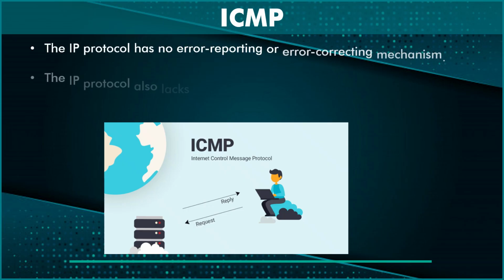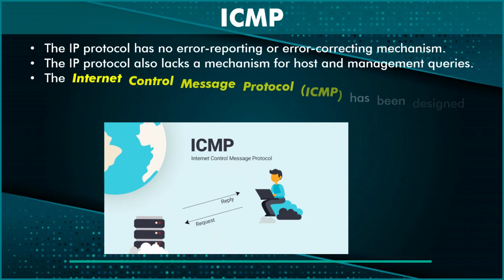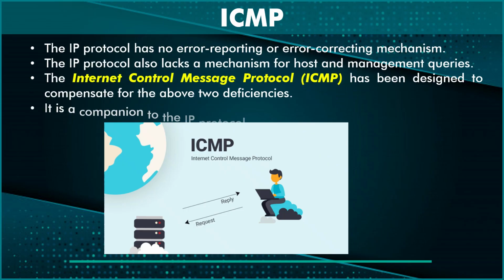The IP protocol has no error reporting or error correcting mechanism. The IP protocol also lacks a mechanism for host and management queries. This Internet Control Message Protocol, or ICMP, has been designed to compensate for the above two deficiencies. Actually, it is a companion to the IP protocol.